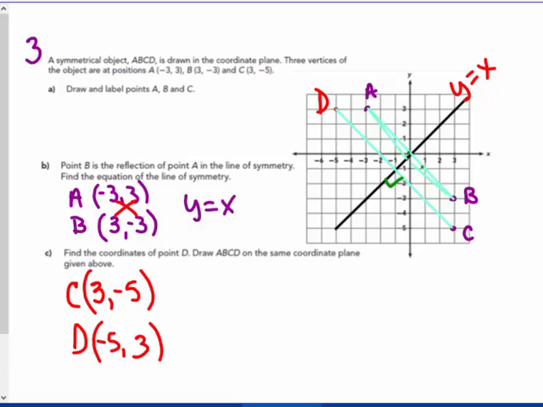I'm not going to do number 4 because I want to show a couple videos on symmetry tomorrow. So that's it for today, and we'll go over our notes in class.